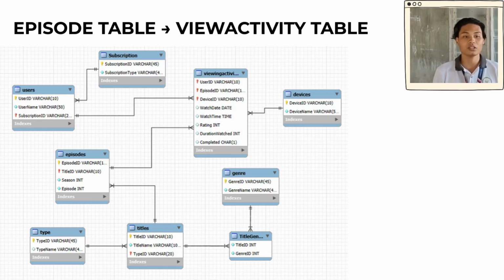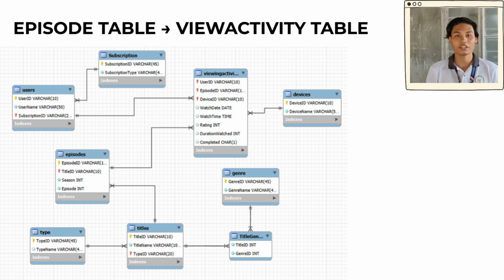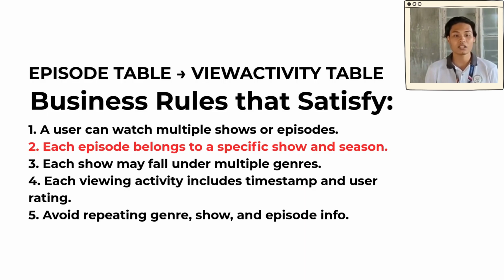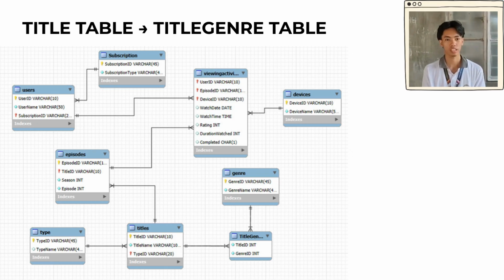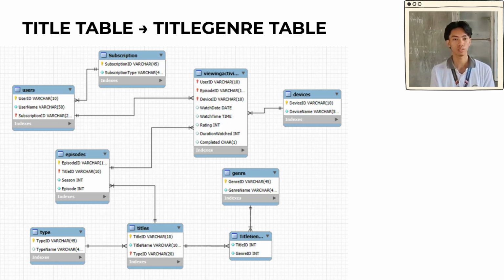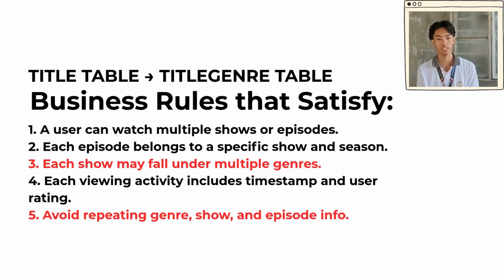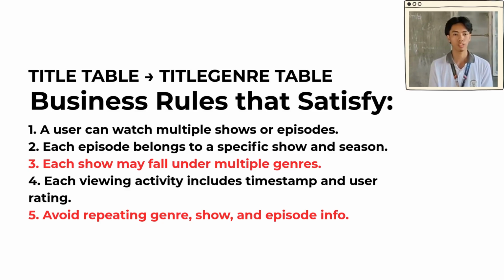And as to why we did it, this ensures viewing logs are tied only to valid content, prevents invalid or orphaned watch records, and supports analytics, tracking which episodes are popular, how much time is watched, user references, and completion rates. So for the title entity and title genre entity, we use a one-to-many relationship. One title can link to many genre records, allowing each title to belong to multiple genres without duplication. This satisfies rule number 3, a show may fall under multiple genres, and rule number 5, avoid repeating show genre.